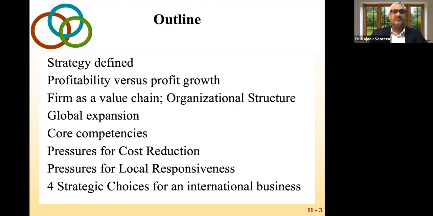And finally, we'll combine these pieces together to talk about the four strategic choices that an international business has, right? So the firm has to pick pretty much one of those strategies, and we'll talk about those four different ones, and explain how to pick one, which is relevant for the firm, of course.